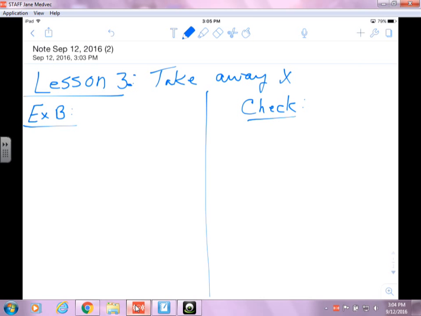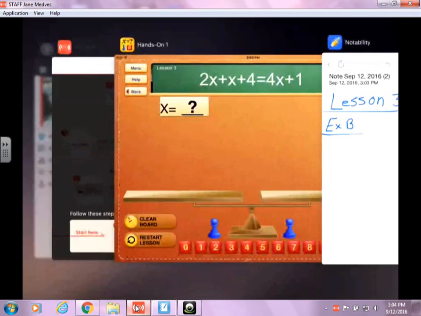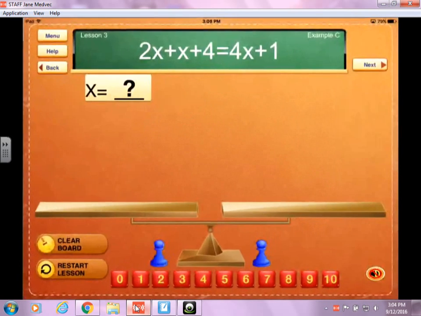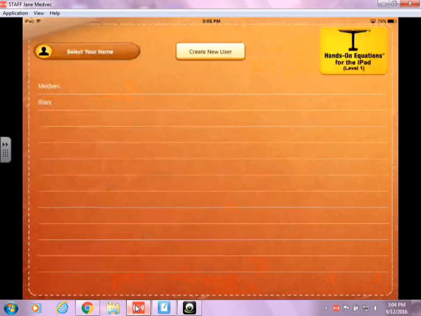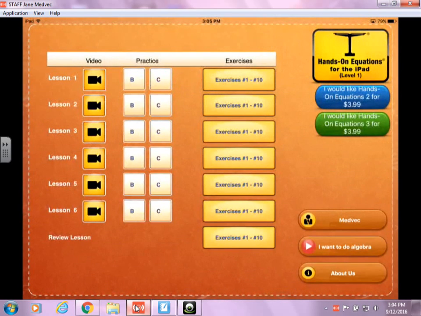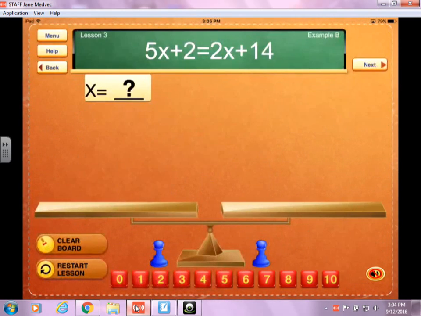Okay, so if I go into my Hands-On Equations and go into lesson 3, this is the problem that we're going to have. So go ahead and write down this problem. You do not need the app at this time. You just need to write your notes. So you're going to write 3x plus 2 equals 2x plus 14. That's what you're going to write in your notes.